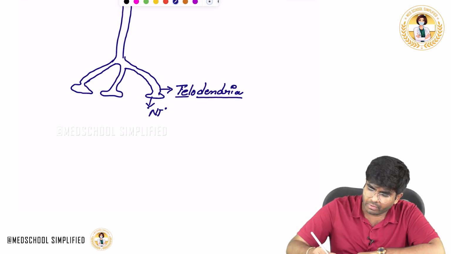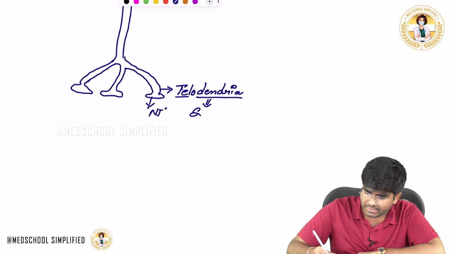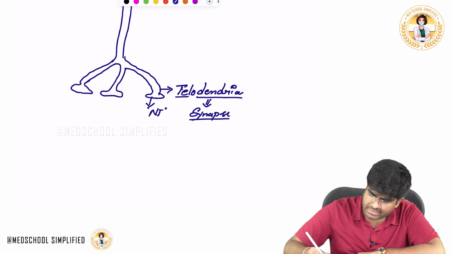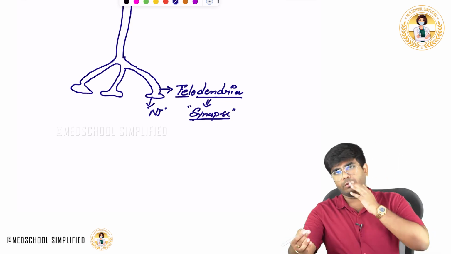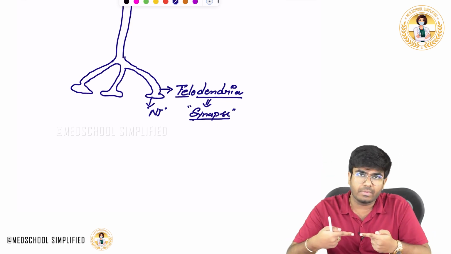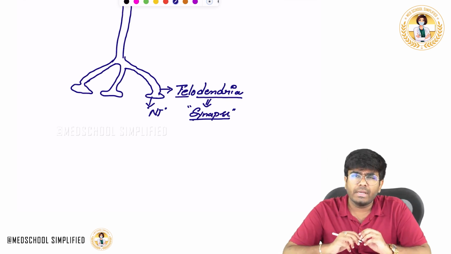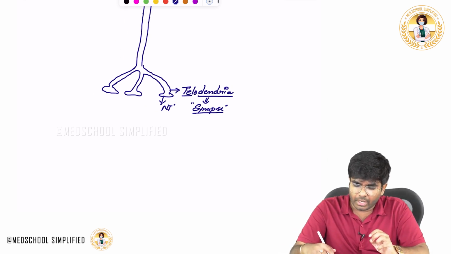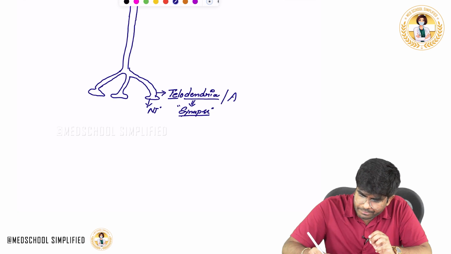Now this telodendria, what do they form? They form the synapse, synapse means connection, with the dendrites of other neurons. These are the telodendria, or you can also say axon knob.